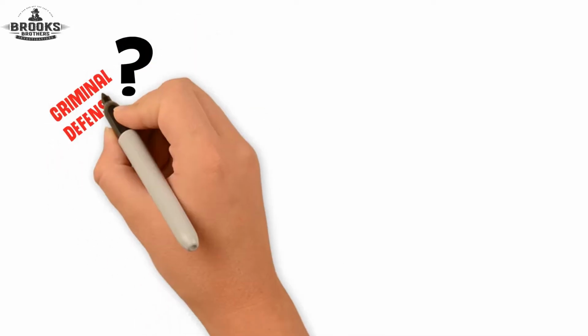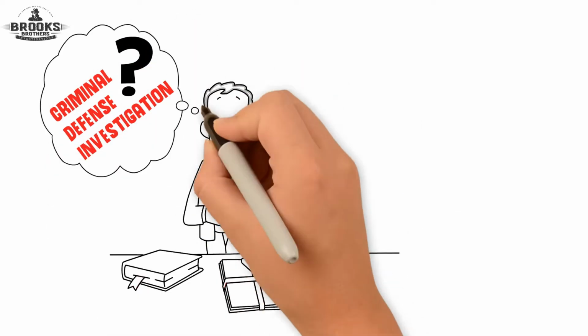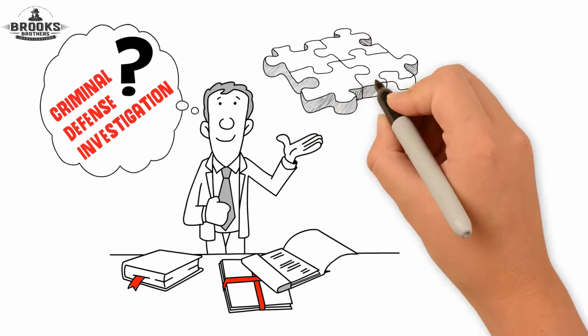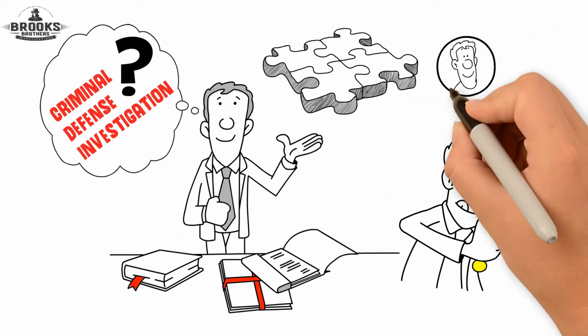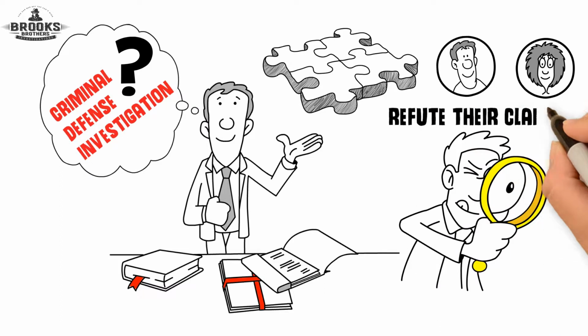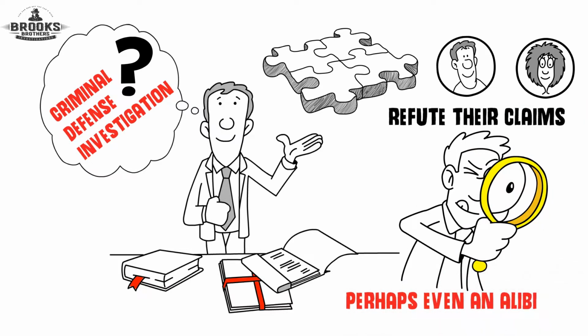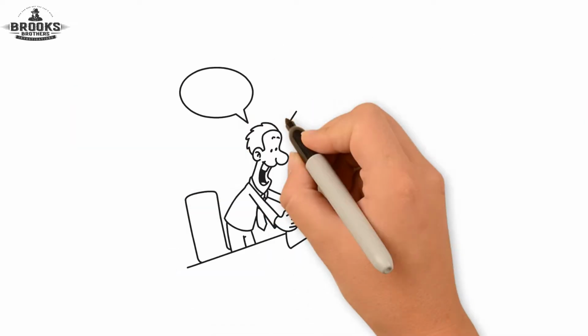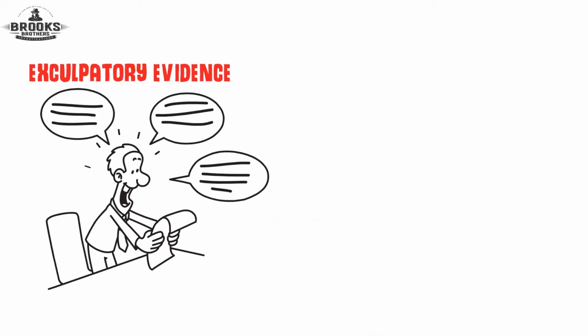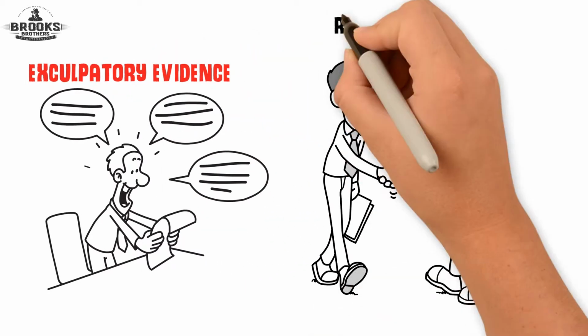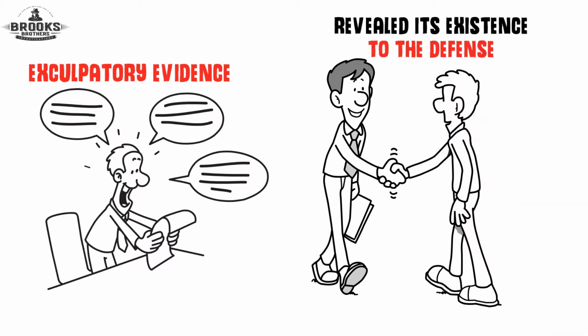What does a criminal defense investigation do? They are about finding mistakes and holes in the prosecution's case and uncovering evidence and witnesses which will refute their claims, perhaps even an alibi. It also can involve finding what is called exculpatory evidence, evidence which might have helped the defendant had the prosecution revealed its existence to the defense.